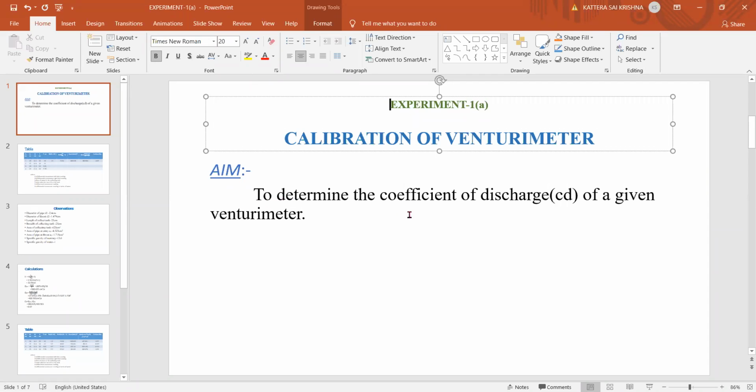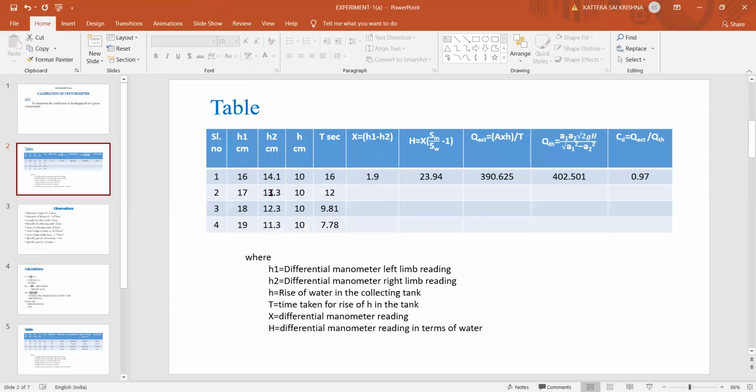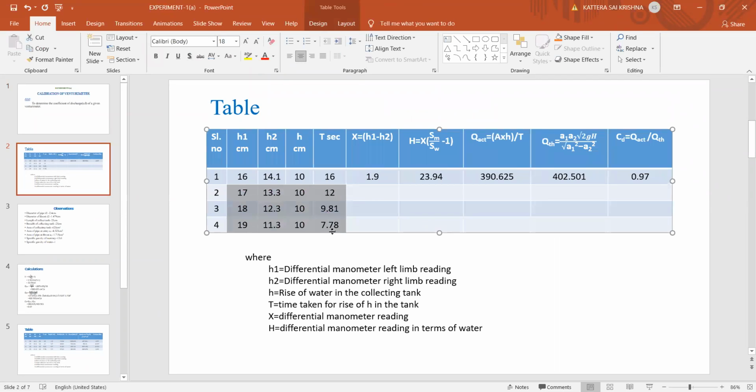So the aim is to determine the coefficient of discharge of a given venturimeter. Okay. So this is the tabular column. After doing the experiment, we'll get these readings. I'll show the experiment, but before that, we need to know the terms used here. So here, this is H1. I already showed you the manometer. H1 is the differential manometer left limb reading. We have a U-tube differential manometer with 2 limbs. The left one is one limb, the right one is the other limb. So the left reading is denoted by H1, in centimeters. The right reading, the differential manometer right limb reading, is H2 in centimeters.